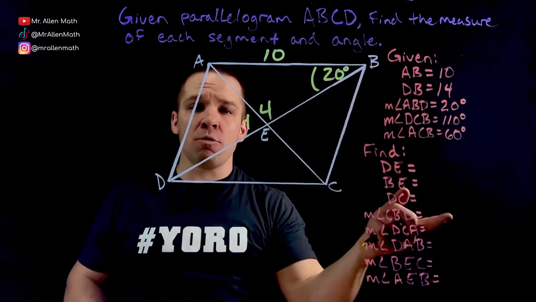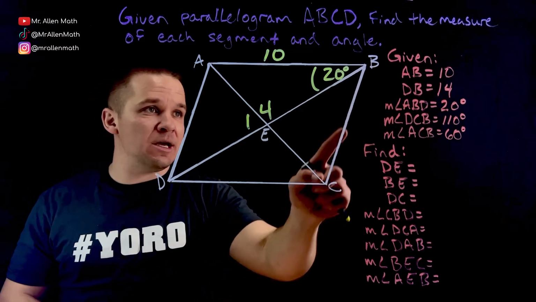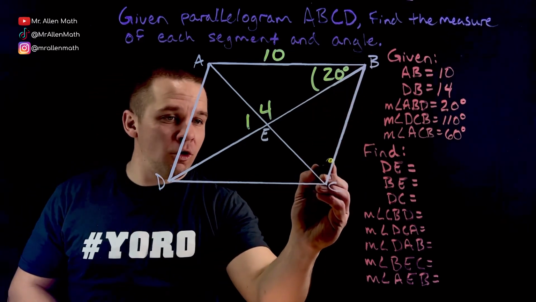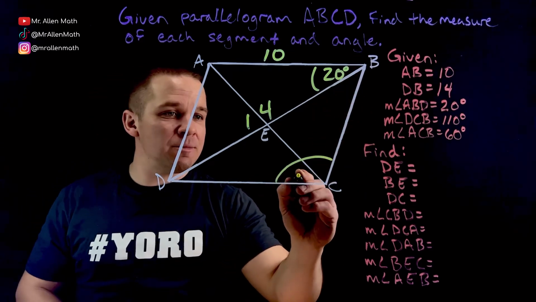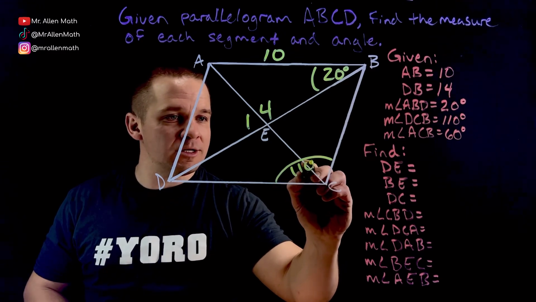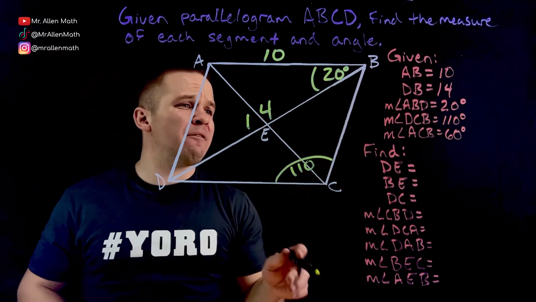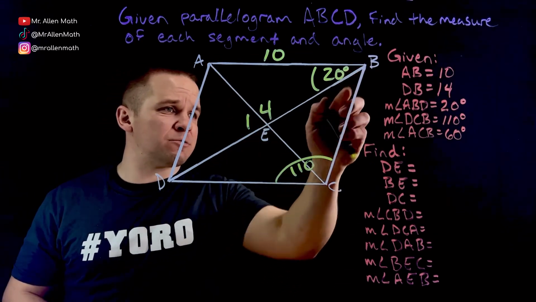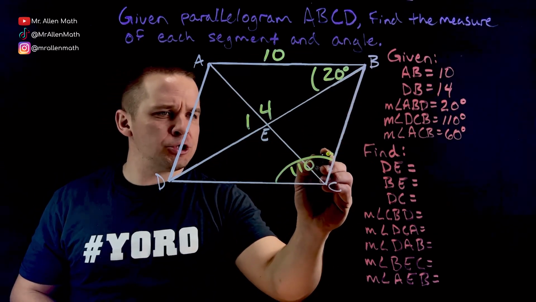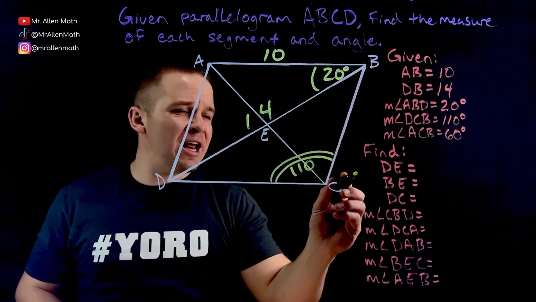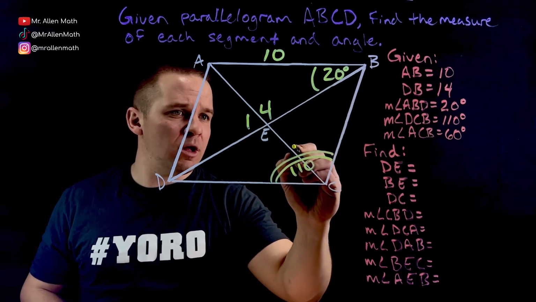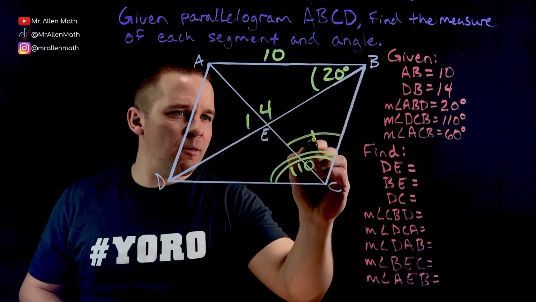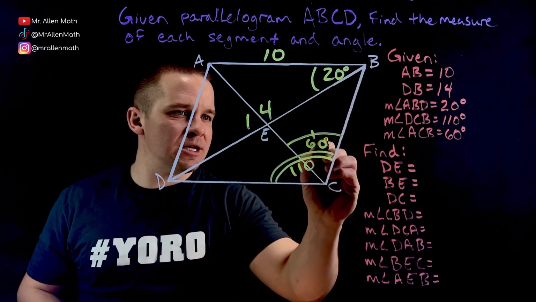So DCB, where the heck's that going to be? Well, DCB, that is going to be this whole thing right here. That's going to be 110 degrees, so 110. All right, and then we have ACB. ACB is right here. Ooh, and I should probably put 2 arcs for that one. We're going to go, let's see here, like this. I'm going to put a dash right there. That's going to be 60 degrees.